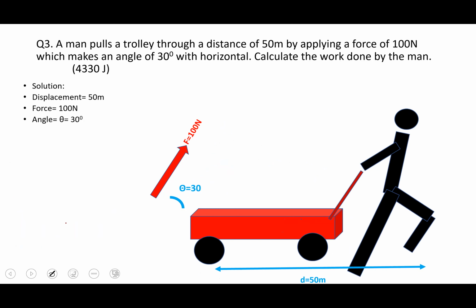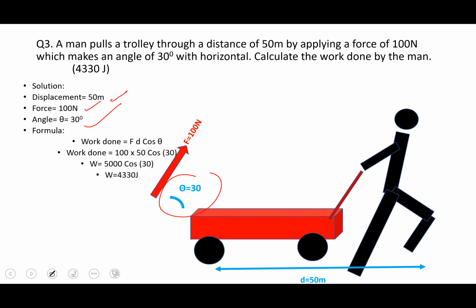The solution says that the displacement is equal to 50 meters, the force is equal to 100 newtons, the angle over here is 30 degrees. We have the formula of work done is equal to F d cos theta, putting the value of F equal to 100 Newton, displacement equal to 50 meters, and theta equal to 30 degrees. When we multiply 100 with 50, we get 5,000 cos 30. And when we multiply them, we get 4,330 joules. And that is our answer.